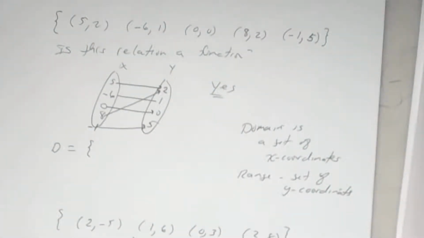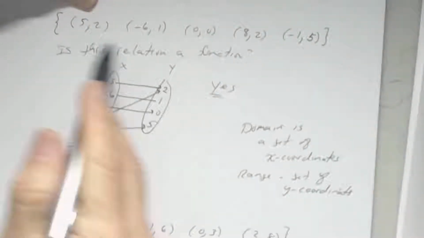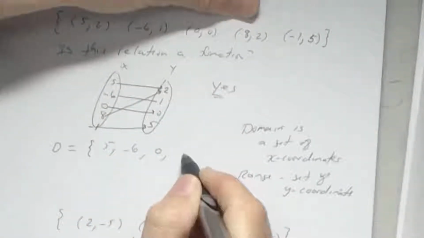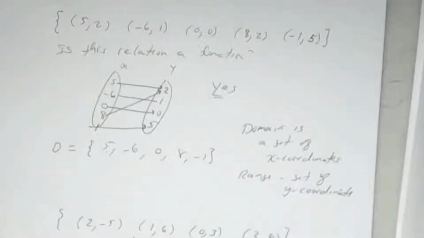And then all you do is list your x coordinates. Now remember, if the x coordinate occurs more than once, list it once. Don't list it more than once. So what are your x coordinates here? 5, -6, 0, 8, -1. It does not need to be in numerical order. Just list them. So you see how to list it if it's a finite set? Right? So you're just listing your x coordinates. Now remember though, if any of them occurred more than once, only list it once.